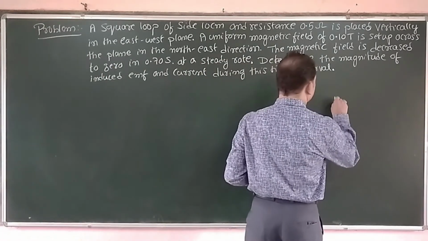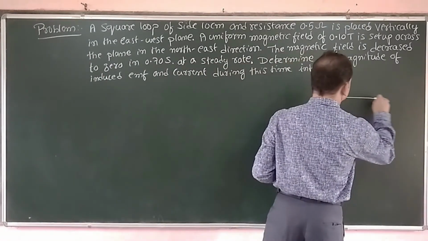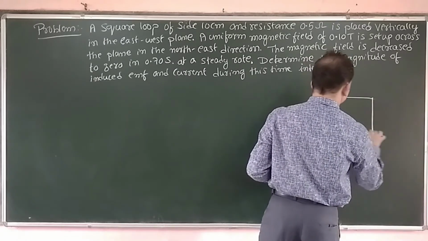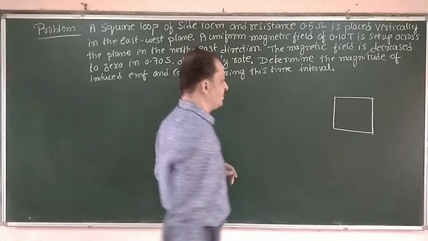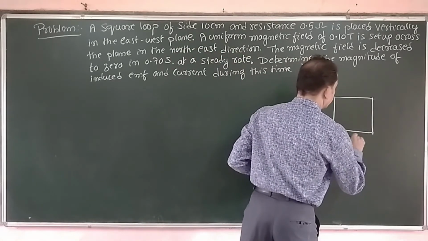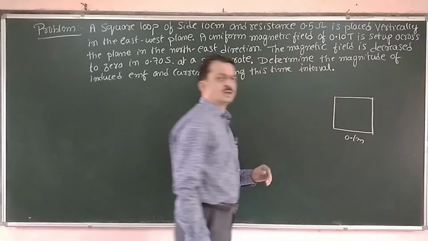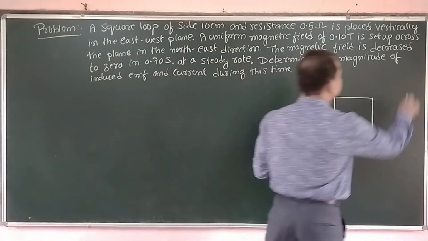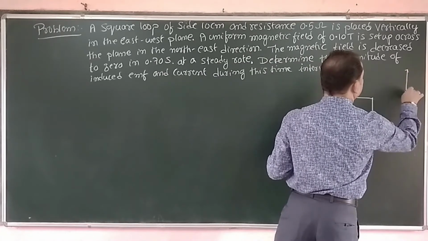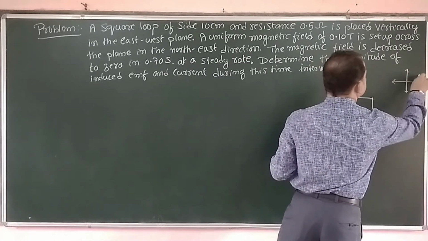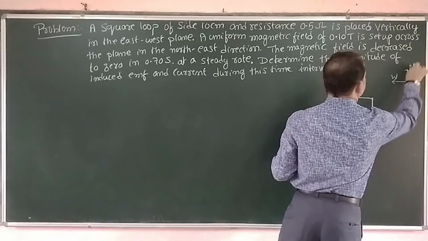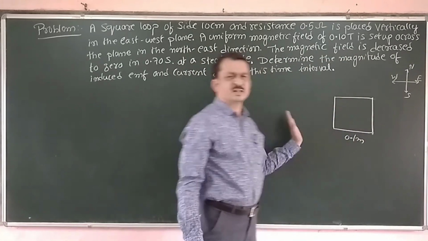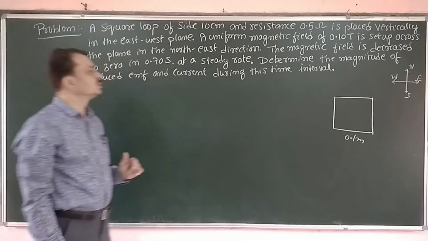Now we have a square loop. Its side is given as 10 centimeter. Therefore, it is 0.1 meter. Now it is placed in the east-west direction. If I plot the directions, this is east, west, and north and south. This square loop is placed along the east-west direction.